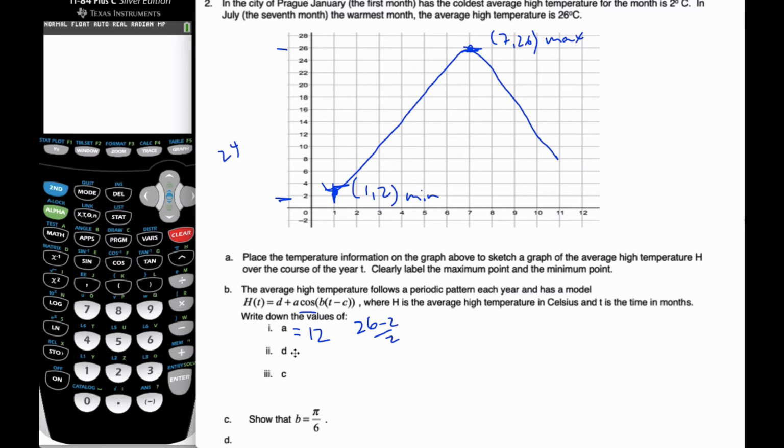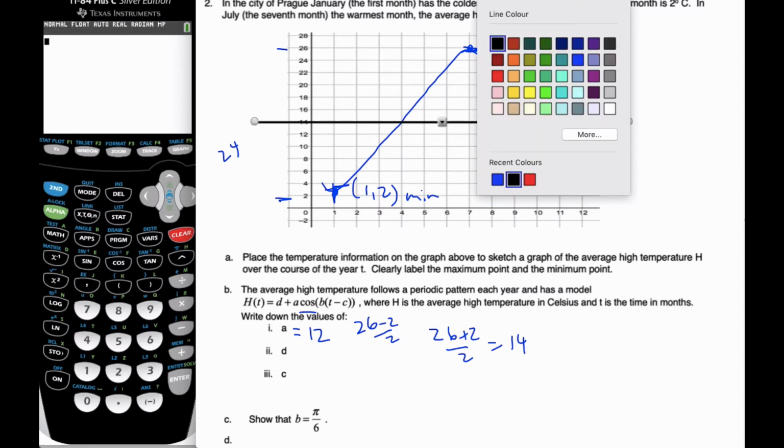If I want to find my D value, well, that's in the middle. I want to find the average between those two. So as opposed to subtracting for D, I will add these two together. And that will give me 28 divided by 2 is 14. And so my principal axis is going to be at 14. Here is going to be my principal axis. And let's change that color so it's prettier.